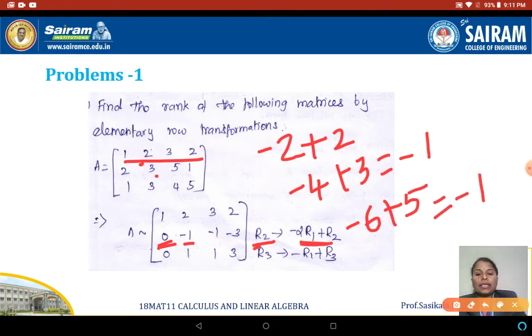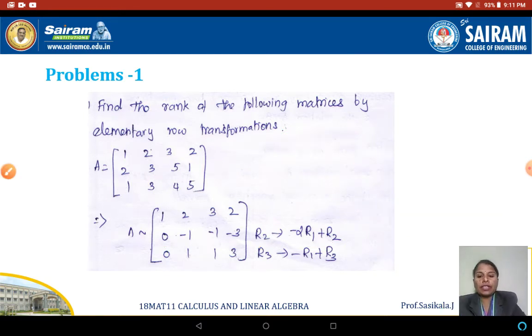Got it? Similarly, the next one. 2 times -2 is -4. -4 plus 1 gives -3. Sorry, the next one is 2 times -2, which is -4, and then -4 plus 5 will be 1. Sorry, so you will get -3. So that is what has been written: 0, -1, -1, -3. So we have achieved it. We got 0 in the second row, first element.